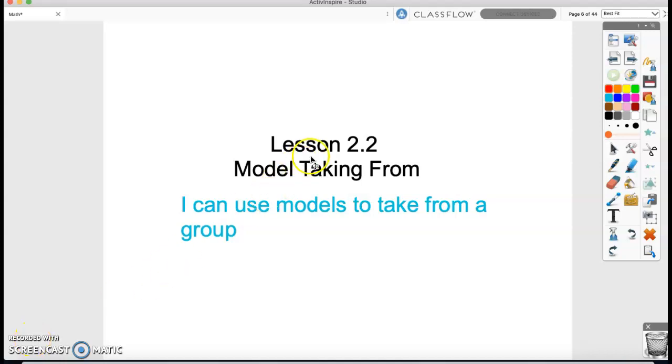This math lesson is lesson 2.2, Model Taking From. And in this lesson, at the end, you will be able to say, I can use models to take from a group.